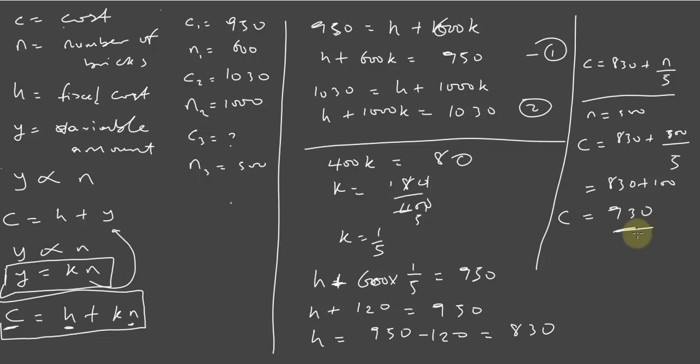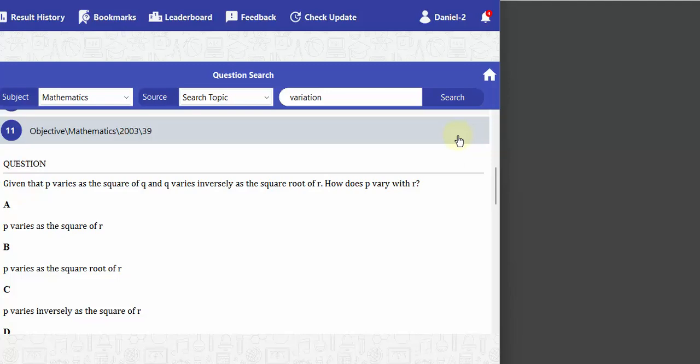So we've come to the end of this particular video. So let's solve one more question before we end this video. So let's take a look at this question. Given that p varies as the square of q and q varies inversely as the square root of r, how does p vary with r? So this is the kind of question where they want you to look at how two things are related given that you have certain information.